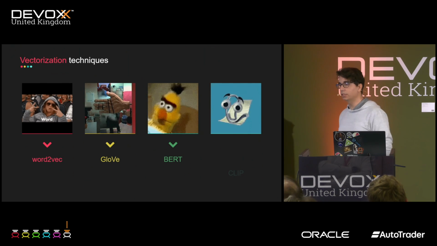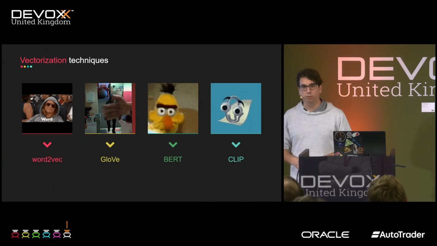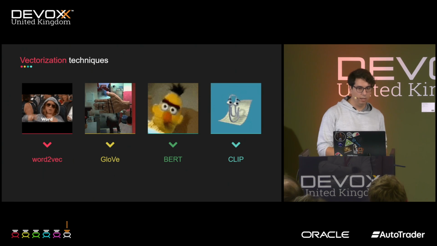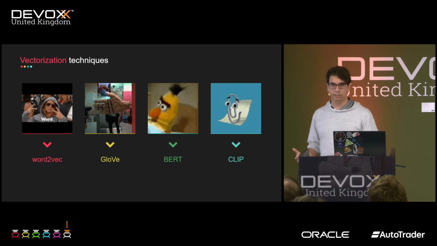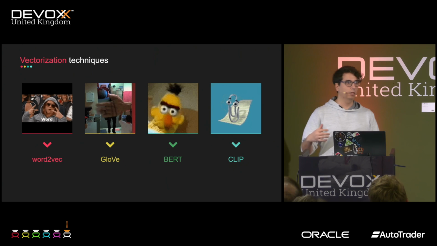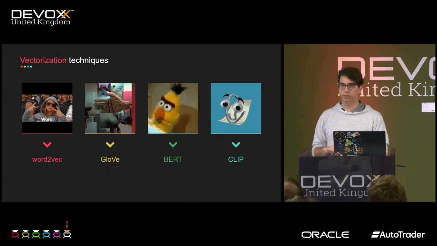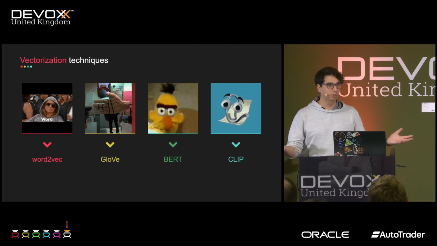So when it comes to vectorization techniques, the first one was Word2Vec, released in 2013 by Google, and a couple of years later, GloVe. And those had a really big issue. They didn't understand the context of the word they were in. So the same word, a word with different meanings in different contexts, had the same vector representation, which made it kind of unusable for semantic search, right? So it's always the same.